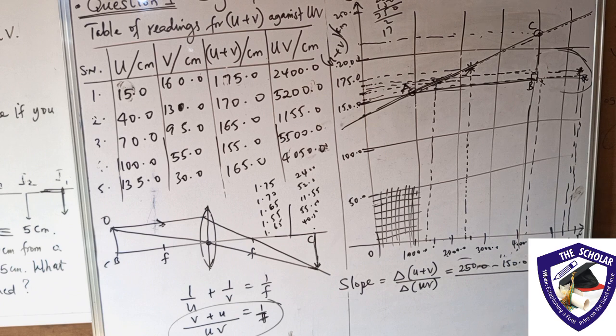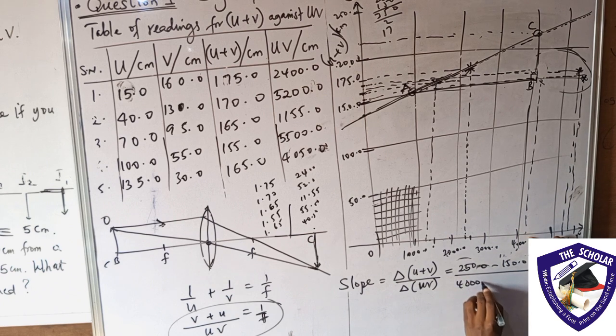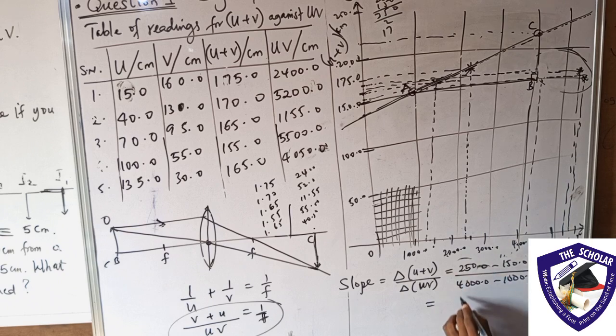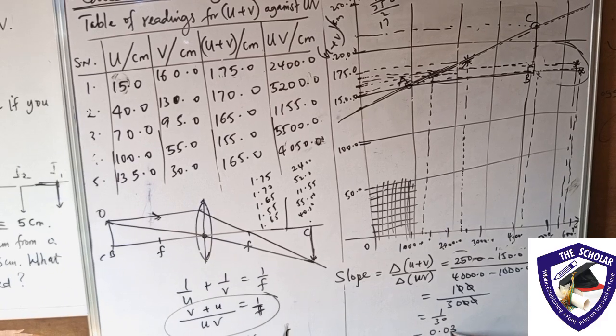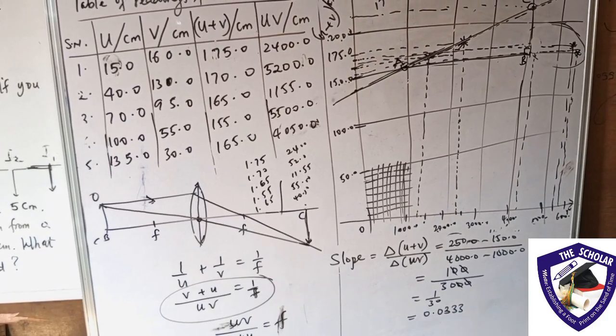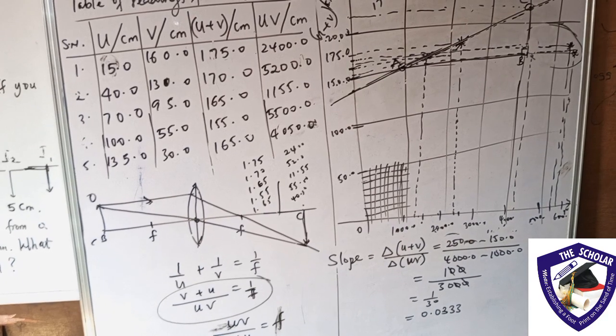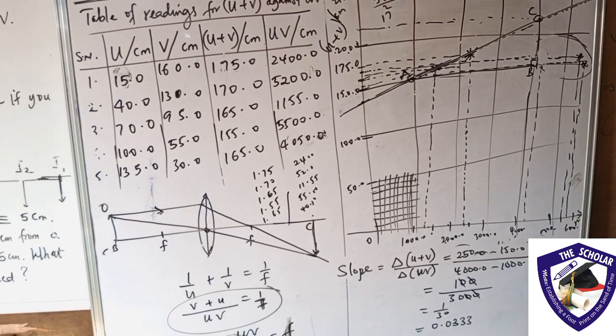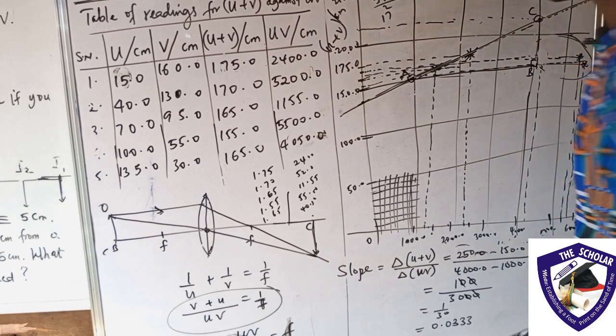The same thing, trace this down: 4,000.0 minus the lower value here, 1,000.0. So when we subtract, 250 minus 150 will give us 100. Then 4,000 minus 1,000 will give us 3,000. 2 zeros cancel 2 zeros. So I have 1 over 30, which is 0.0333 and so on. Since both of them are of the same unit, the slope will not have a unit. So our slope is 0.0333, which is our S.